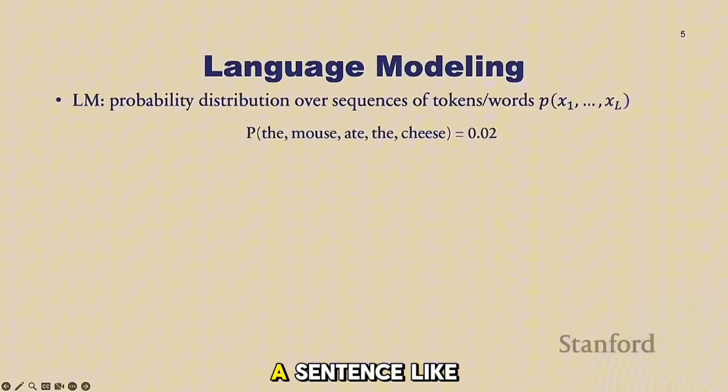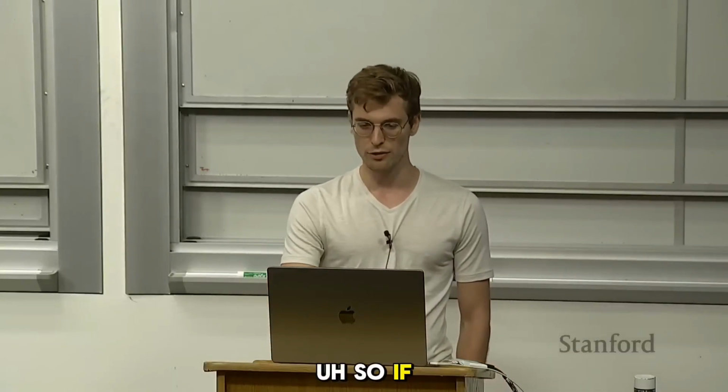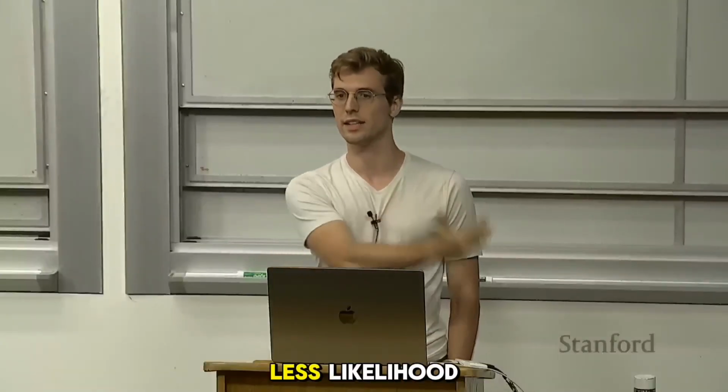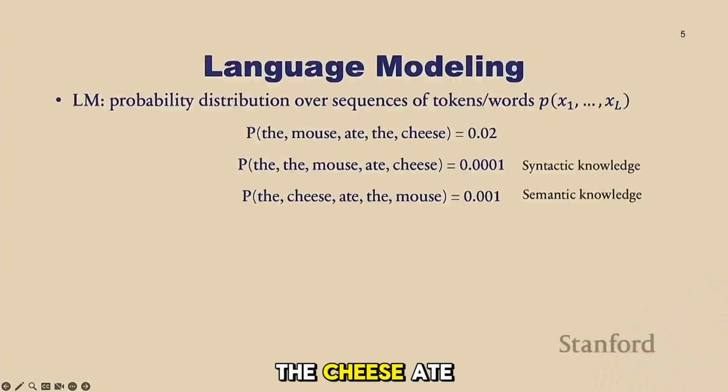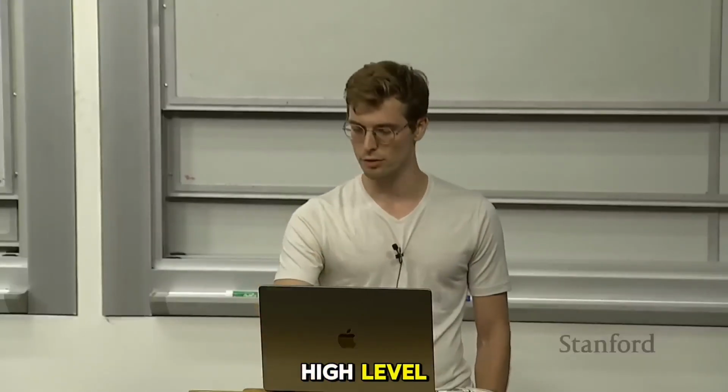So very concretely, if you have a sentence like "the mouse ate the cheese", what the language model gives you is simply a probability of this sentence being uttered by a human or being found online. If you have another sentence like "the mouse ate cheese", here there are grammatical mistakes, so the model should have some syntactic knowledge, and it should know that this has less likelihood of appearing online. If you have another sentence like "the cheese ate the mouse", then the model should hopefully know that usually cheese doesn't eat mouse. So there's some semantic knowledge, and this is less likely than the first sentence. So this is basically at a high level what language models are.